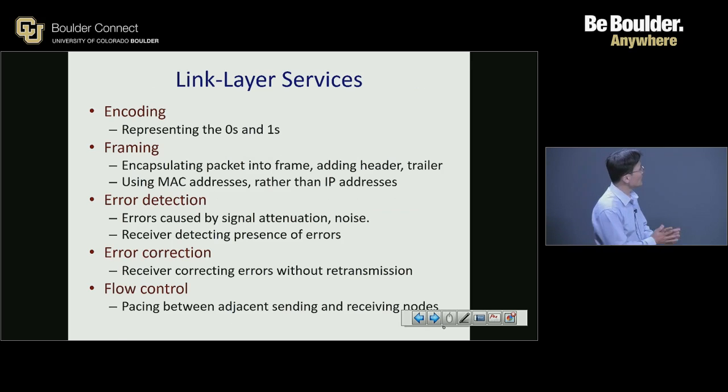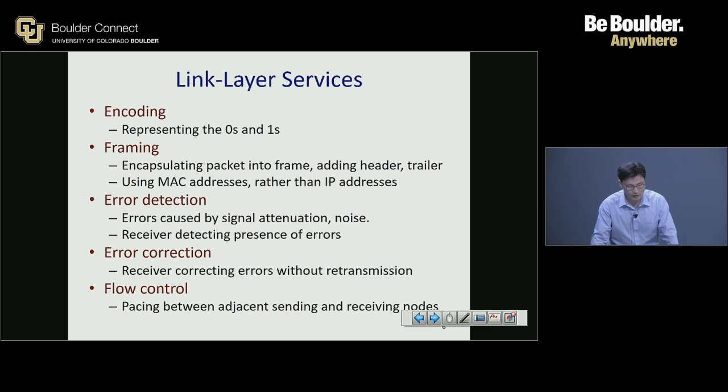So, repeating somewhat, the link layer services: encoding, right? You have to encode 0 and 1, and also the framing. So you're adding a header or trailer, encapsulating the packet into a frame, and also using MAC addresses instead of IP addresses. IP address is in the network layer, and MAC address is in the link layer.